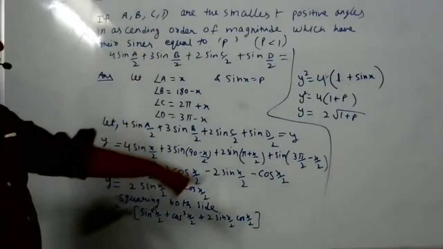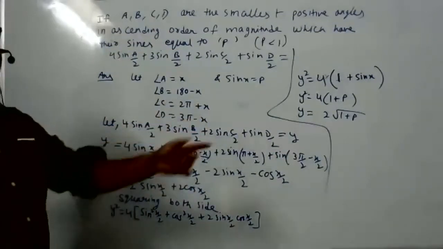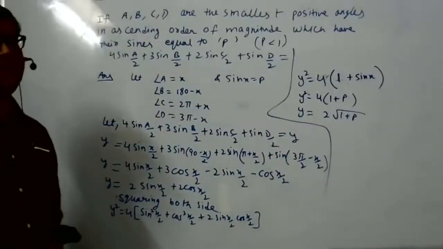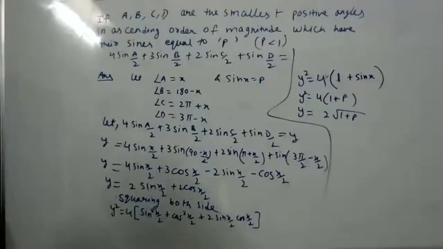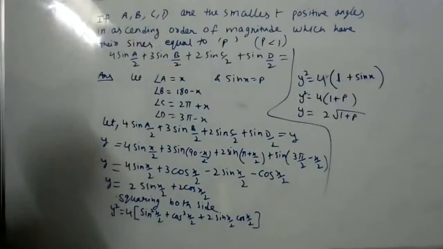This process will continue. After 3 pi by 2 plus x, 3 pi minus x, next will be 5 pi plus x. This will continue, it is a periodic function. We will get infinite angles. That's why I told you to spend some time reading the sum. Read it four times, you will understand.